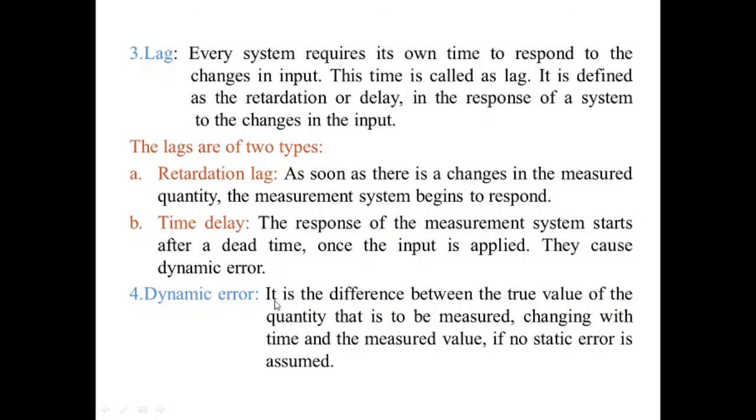And the dynamic error is the difference between the true value of the quantity that is to be measured, changing with respect to time, and the measured value, if no static error is assumed. Without assuming a static error, if there is a difference between the measured value and the true value with respect to time, then we say the system has a dynamic error. So these are the dynamic characteristics of a measurement system.